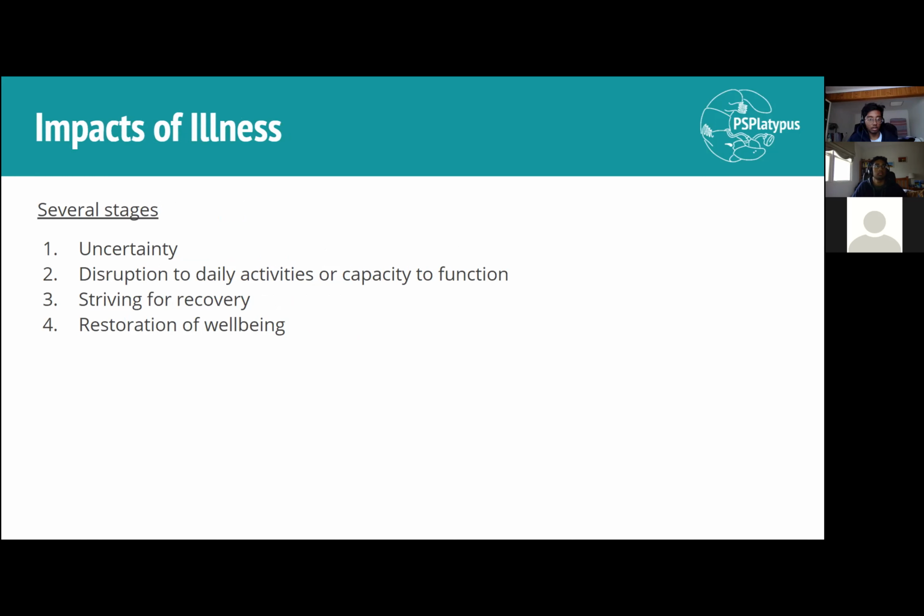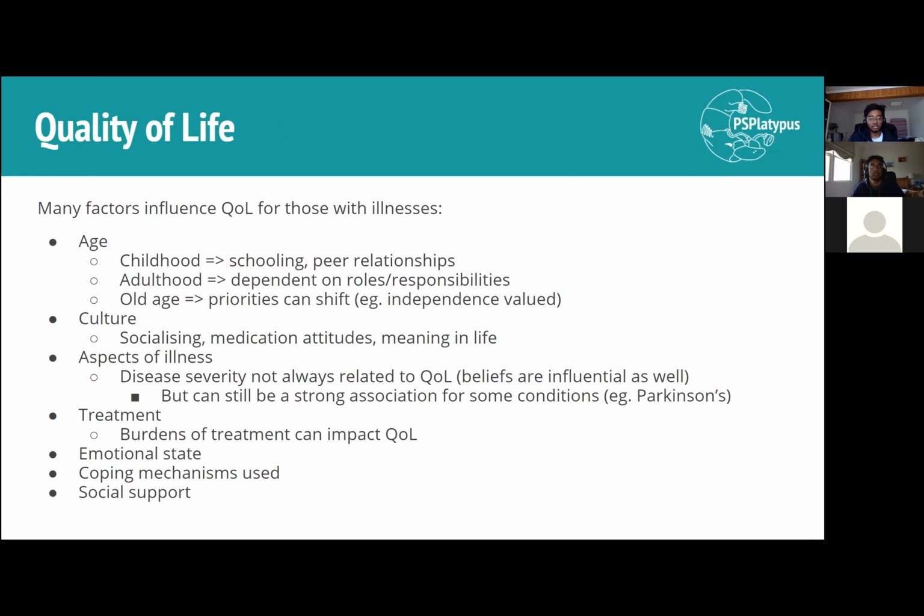So this is a 4-stage process: uncertainty of what's to come, disruption to activities, striving for recovery, and restoration of well-being. So that's just a way to understand impacts of illness. Quality of life. So quality of life is dependent on many different things and is different for different people at different stages of their life. So children, what really impacts quality of life is schooling, peer relationships that are impacted.